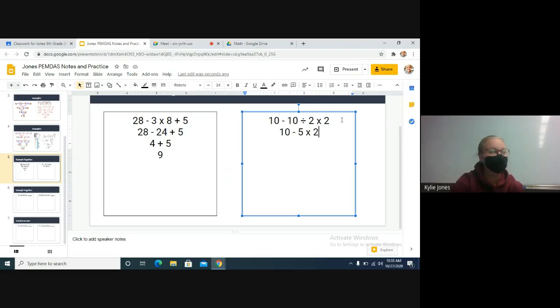Okay, now we need to do our multiplication. What is 5 times 2? 10. So we have our 10 at the beginning that stays the same, minus, we replace 5 times 2 with its answer, 10. So now we have 10 minus 10. What is 10 minus 10? 0.